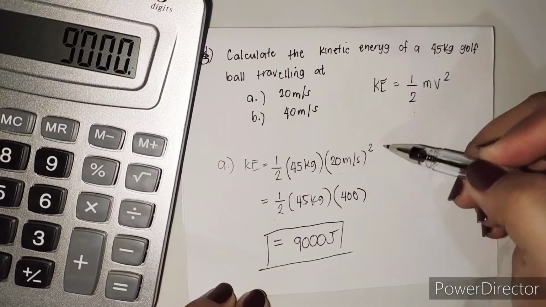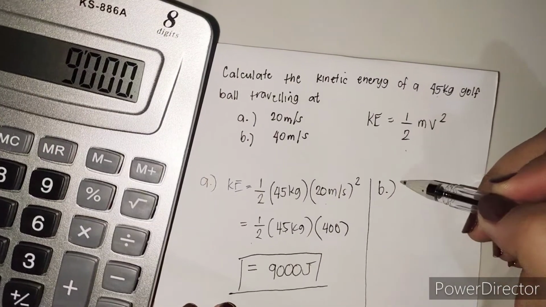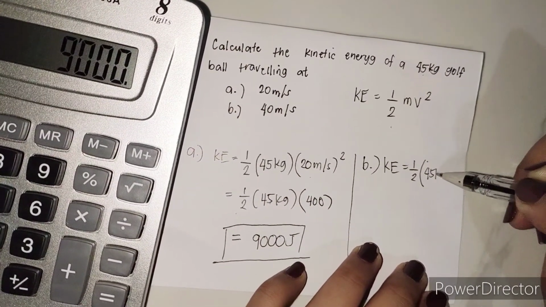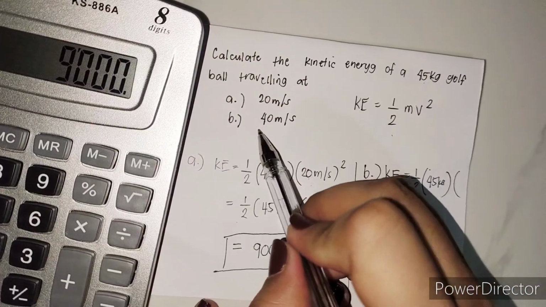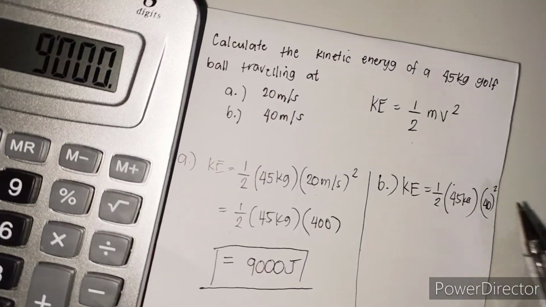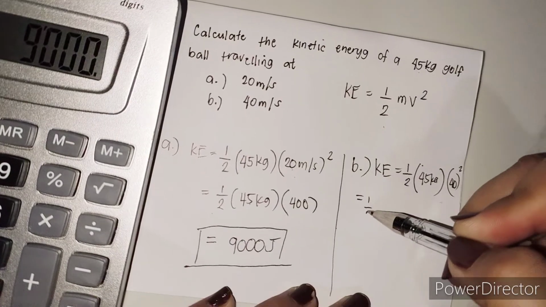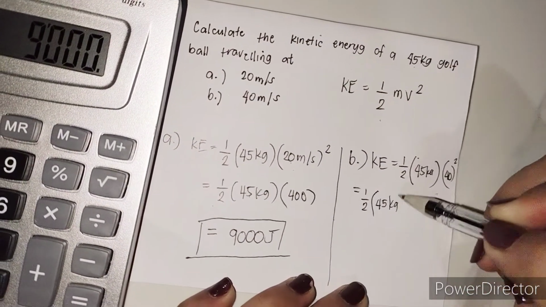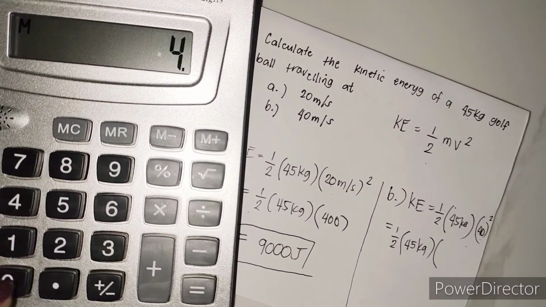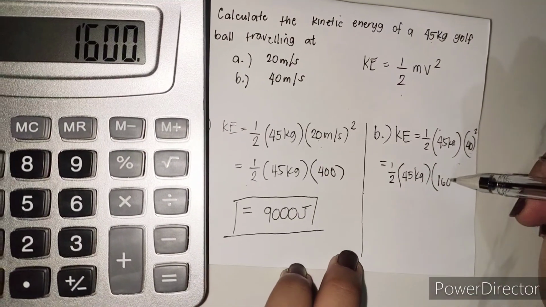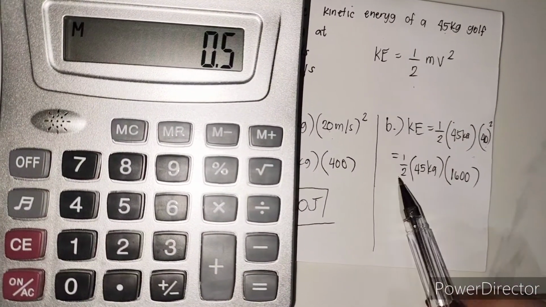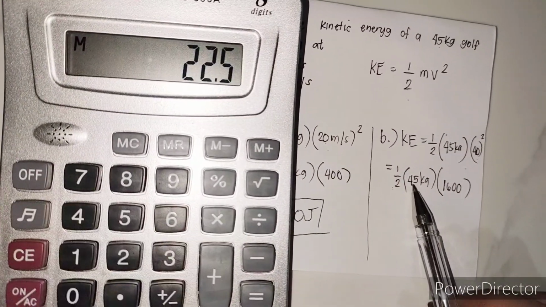Letter B. Our kinetic energy is equal to 1/2 times 45 kg times 40 squared. Same problem, but in letter B the velocity is 40. So 40 squared is 40 times 40, which is 1,600. So let's compute: 1 divided by 2 to get 0.5, times 45 times 1,600.